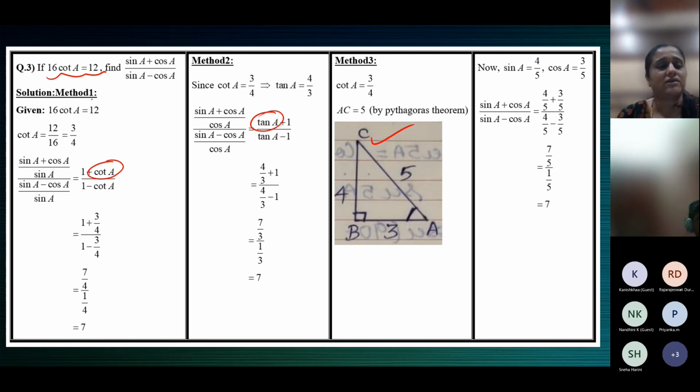So what is cot A? 3 by 4. Use that value. If you're getting tan A, cot A is 3 by 4, so tan A is the reciprocal, 4 by 3. In all the cases, the answer is 7. You should get the same answer.